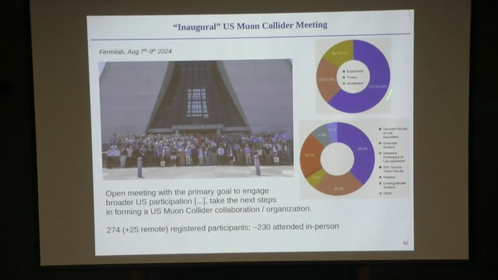This pie chart just shows you the mix, as I said, of detector instrumentation experts, accelerator physicists, and theorists. And here it shows you the different career stages, from postdocs to senior people to graduate students. We had a very broad slice of attendees. Overall, we had about 230 people that attended in person. Here is a picture, and a few tens more that were remote. So it was very nice. It's a pretty vibrant community also in the US that is ready to take on this challenge.